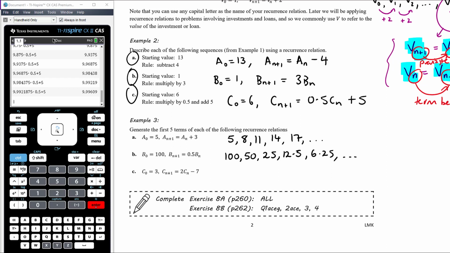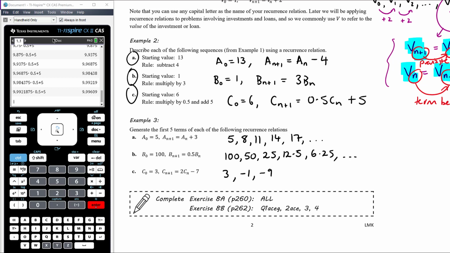Okay, part C. The first term in the sequence is 3. And then here's the rule that tells us what to do to it. This is our current term. We multiply by 2, then we subtract 7 in order to get to the next term. So we're going to double and subtract 7. So 3, we double that, we get 6, and we subtract 7, we get negative 1. Double negative 1 gives us negative 2, subtract 7 gives us negative 9.